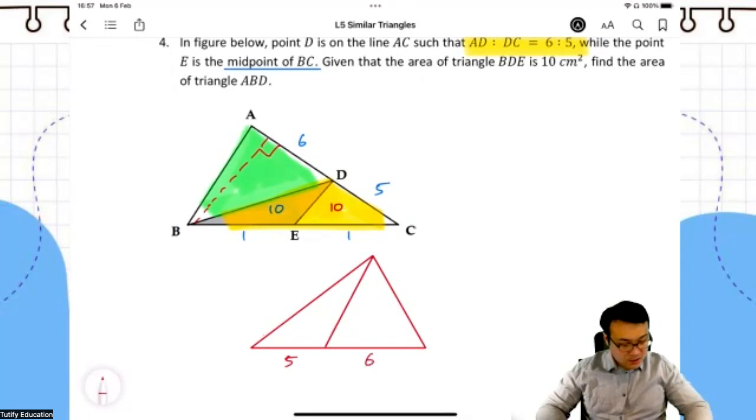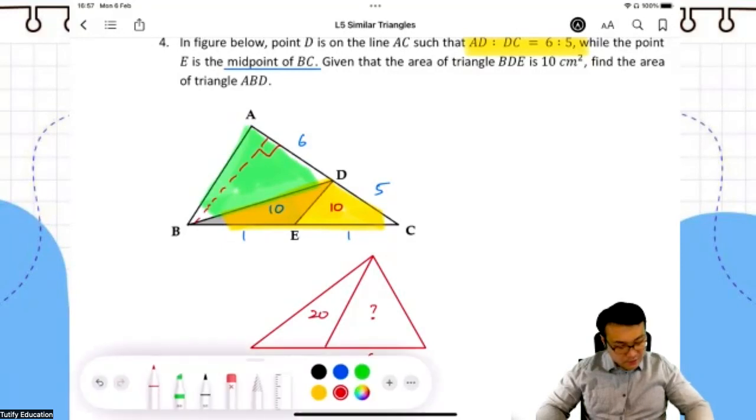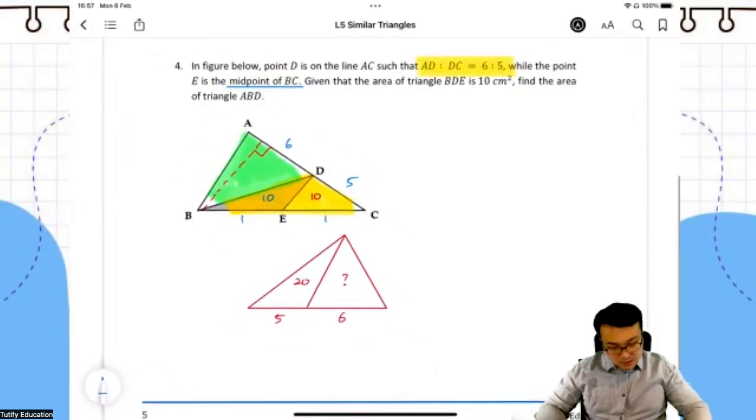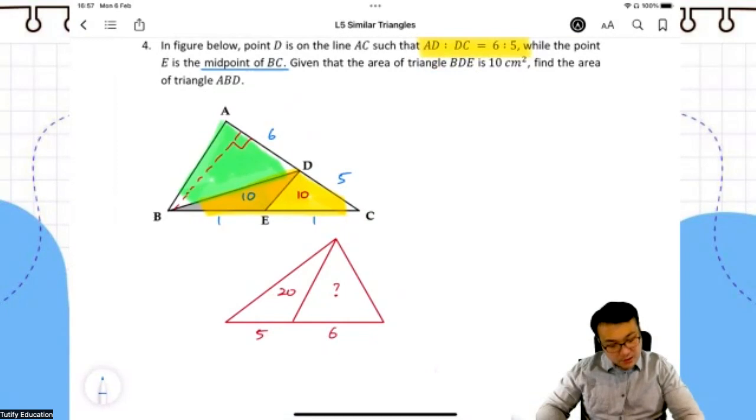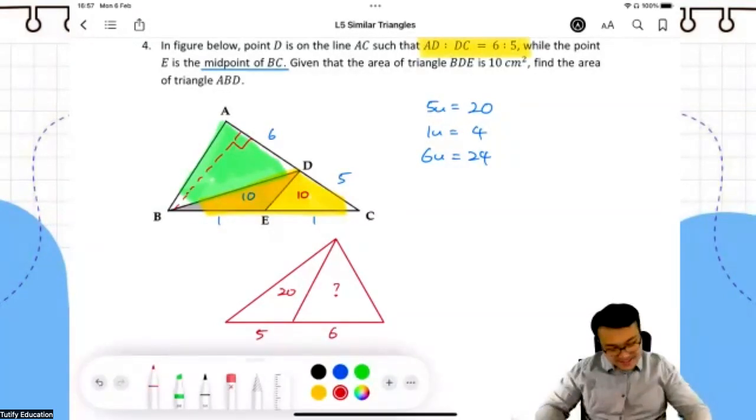Tell me, what's the area of the yellow triangle? 20. Okay, and now I would like you to find the area of the green triangle. 24. Well done. So we can say that 5 units equals 20, and 1 unit is 4, so 6 units must be 24. Therefore the green triangle is 24. There you go, we got the answer.